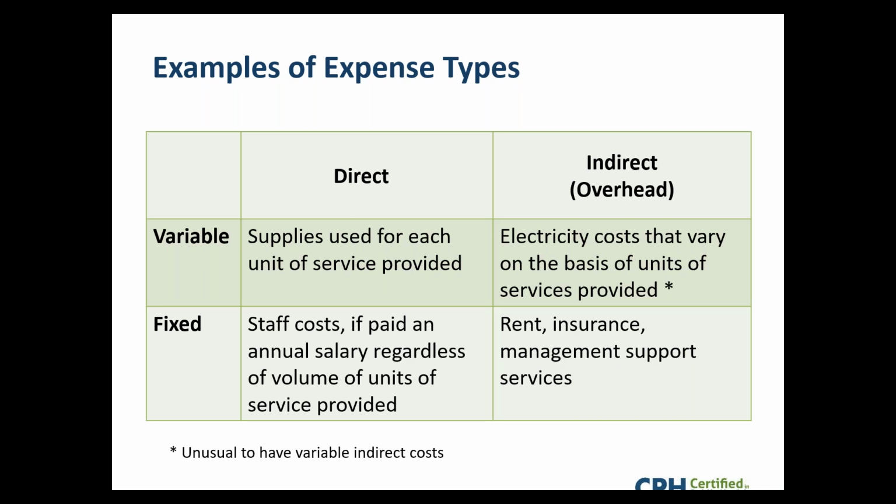So that's an example. You don't often see indirect variable costs, but I suppose you could have electricity maybe based on the basis of services provided. So maybe you have some sort of machine that needs to heat up, and it uses a lot of electricity every time you deliver that service. You usually don't have that, but that's an example of how you might have an indirect variable cost. So again, direct, indirect, variable, fixed, know those terms for the test.